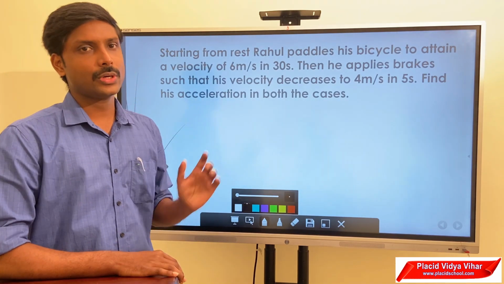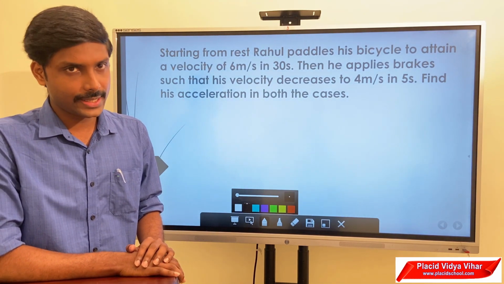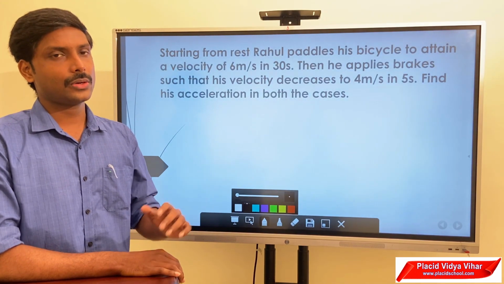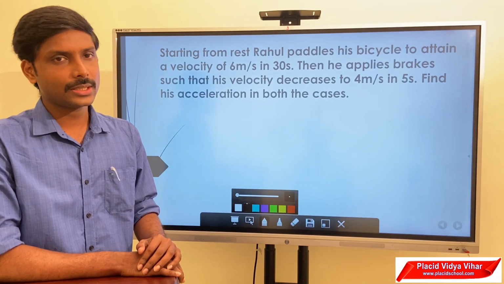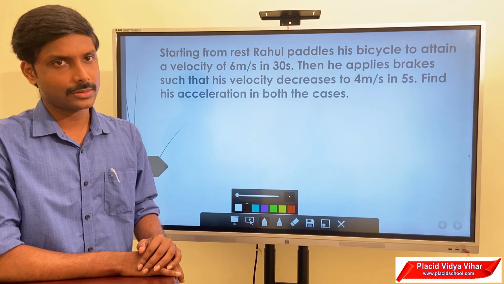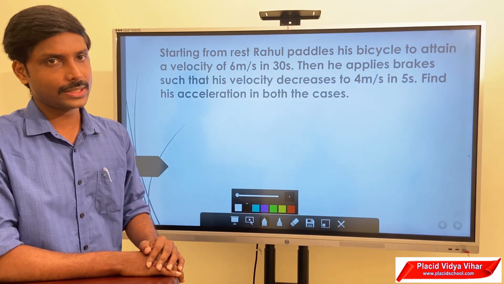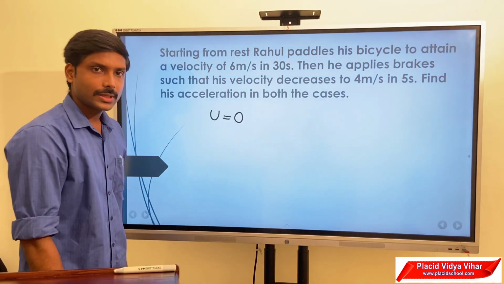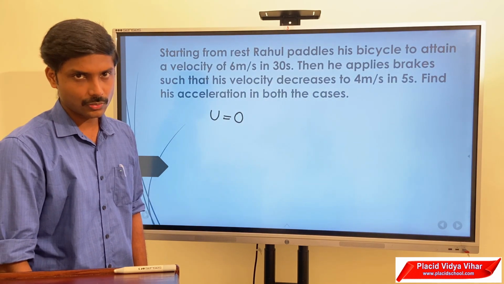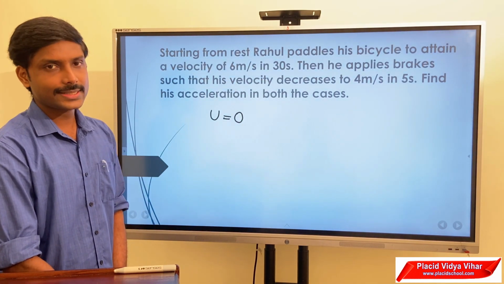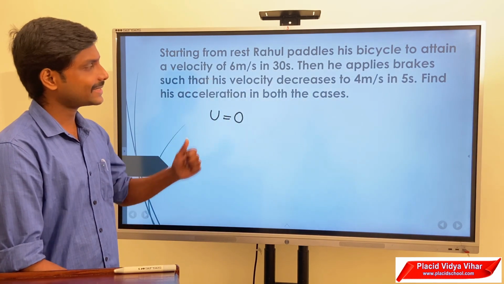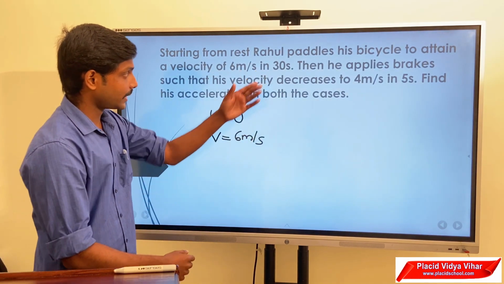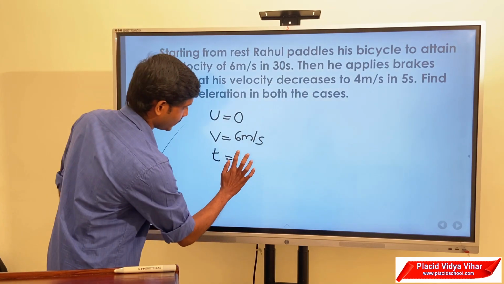First thing, you have to read the problem again and again until it is clear, and then according to the given data you have to write the terms. Here in the first case it is given that he is starting from rest. So initial velocity is 0, and after 30 seconds his velocity is 6 meters per second. So that is the final velocity, and the time is 30 seconds.